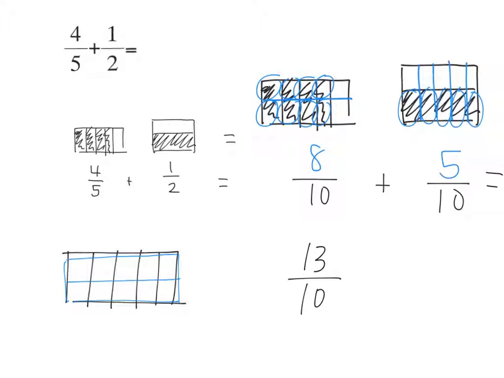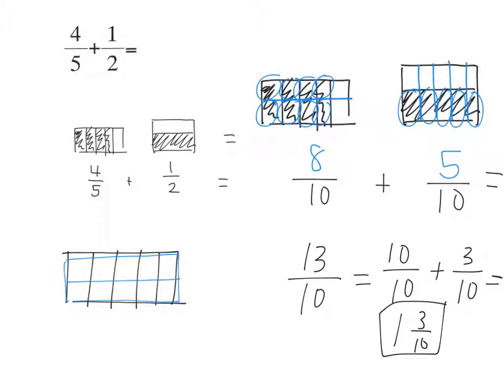Yeah. So to write this in simplest form, we need to split it out. How many tenths does it take to make one whole? 10. So this is the same as 10 tenths. If I take 10 tenths out of that, how many tenths do I have left? 3. So this is the same thing, equivalent to 10 tenths plus 3 tenths, yes? Which is equivalent to 1 whole and 3 tenths. So the sum is 1 and 3 tenths.